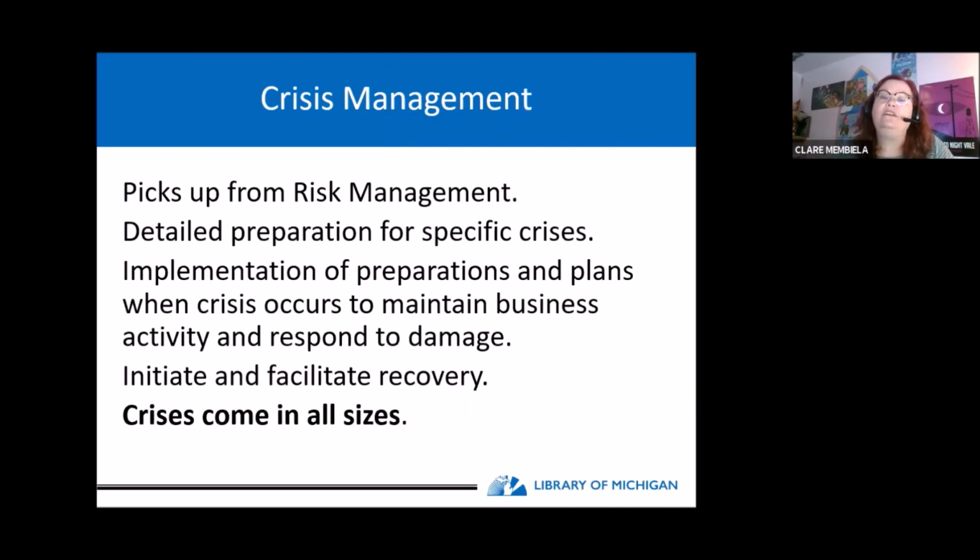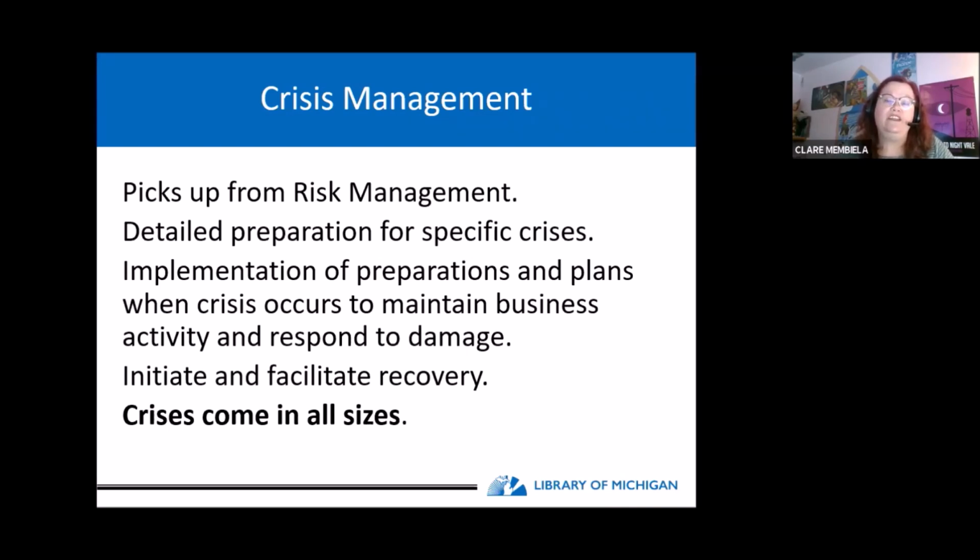Okay, so now let's talk a little bit about crisis management. So crisis management picks up from risk management, right? Risk management is about identification and mitigation. Crisis management is about detailed preparation for specific crises, for specific events, and the actual management of those events when they occur, as well as the recovery of the library from those events.